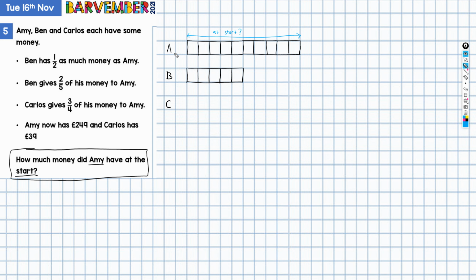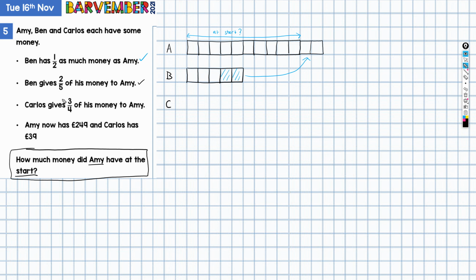This is because I know that Amy's going to start attracting these large amounts of money, and it's going to make it easier for me to remember what she had when she started. Okay, so let's get back to here. So we've done this. Ben gives 2/5 of his money to Amy. So that's 2/5 here, and these are going to Amy. So I'm going to draw them in here. Okay, so now Amy has another 2 parts. All right, so that's that piece of information used.